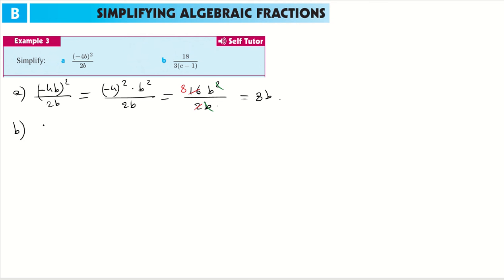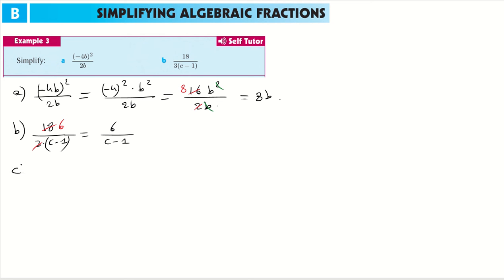And then the second expression that we have there, 18 over 3 times c minus 1. We have an 18 in the numerator, we have a 3 in the denominator. We can simplify that. 18 over 3 is just 6, so the answer here is 6 over c minus 1.